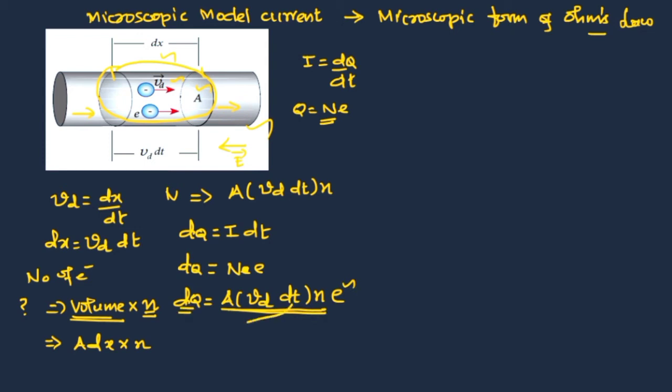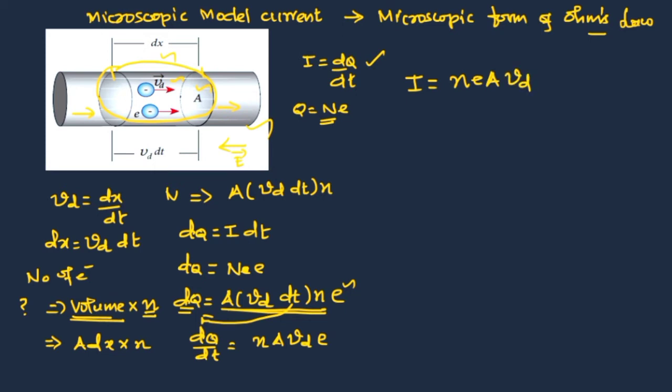Now you bring the dt term to the denominator of the left hand side, so it will be dq by dt. So dq by dt is equal to, so what is remaining? N into A into Vd into e, that's all. NAVdE or NeAVd, whatever it is, and this quantity is current I. Therefore the electric current I can be written as NeA into Vd.